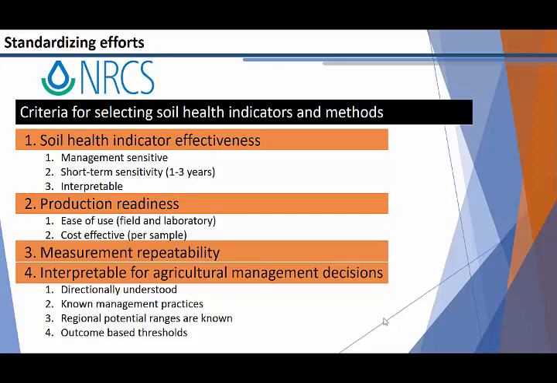So we have these: directionally understood, meaning is it improving or is it getting worse? How do I measure that? And then known management practices. What do I have to do to actually improve the thing that I'm trying to measure? And then regional potential ranges are known, which means if I'm farming in Kansas versus farming in North Carolina, how does that change in terms of how I interpret these data? And then the outcome-based thresholds. Do I know the threshold that I need to reach in order to have a positive benefit on my soil?